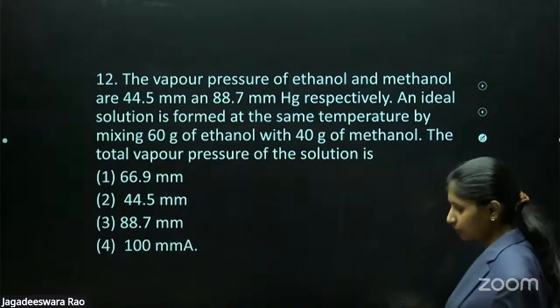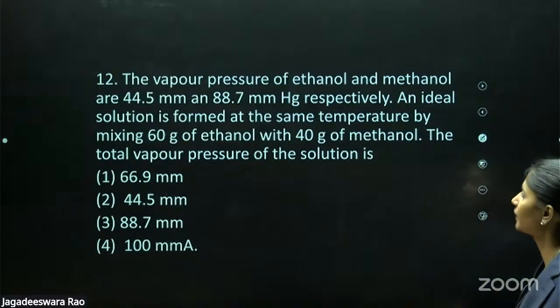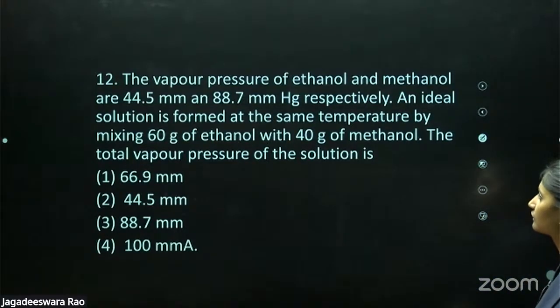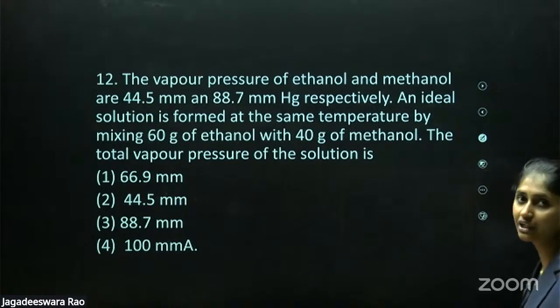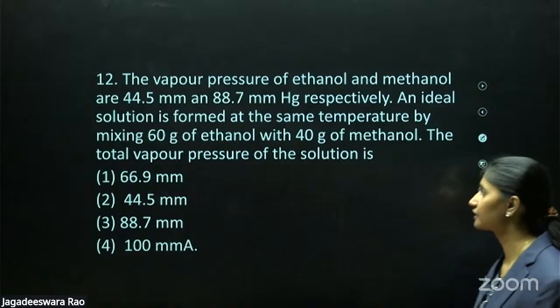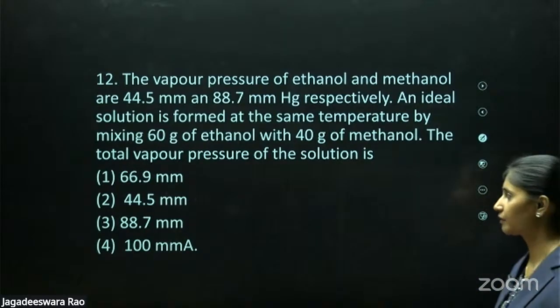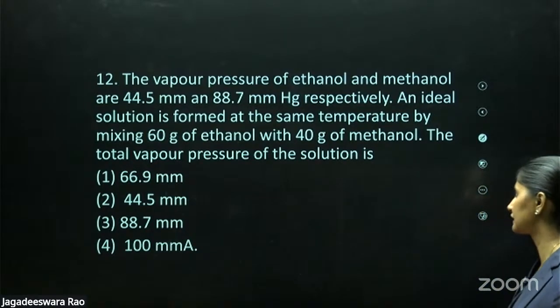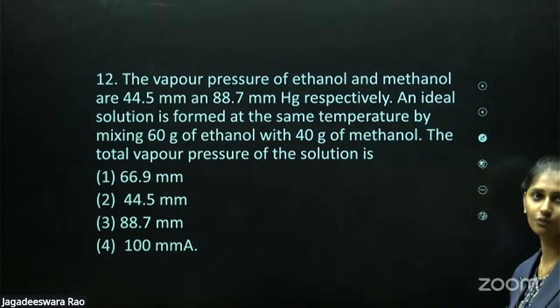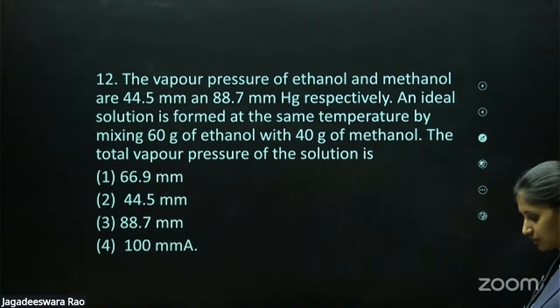Next, Raoult's law question. They mentioned the vapor pressures of ethanol and methanol are 44.58 mm and 88.7 mm of mercury. An ideal solution is formed at the same temperature by mixing 60 grams of ethanol and 60 grams of methanol. Now they're asking what the total vapor pressure is. Please take down this question and solve it. Very, very important.